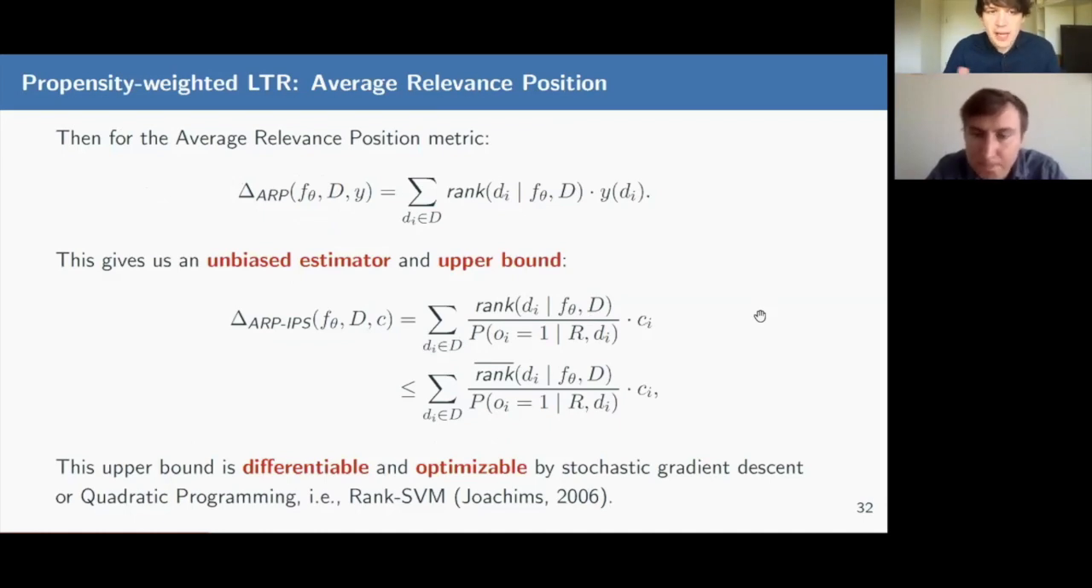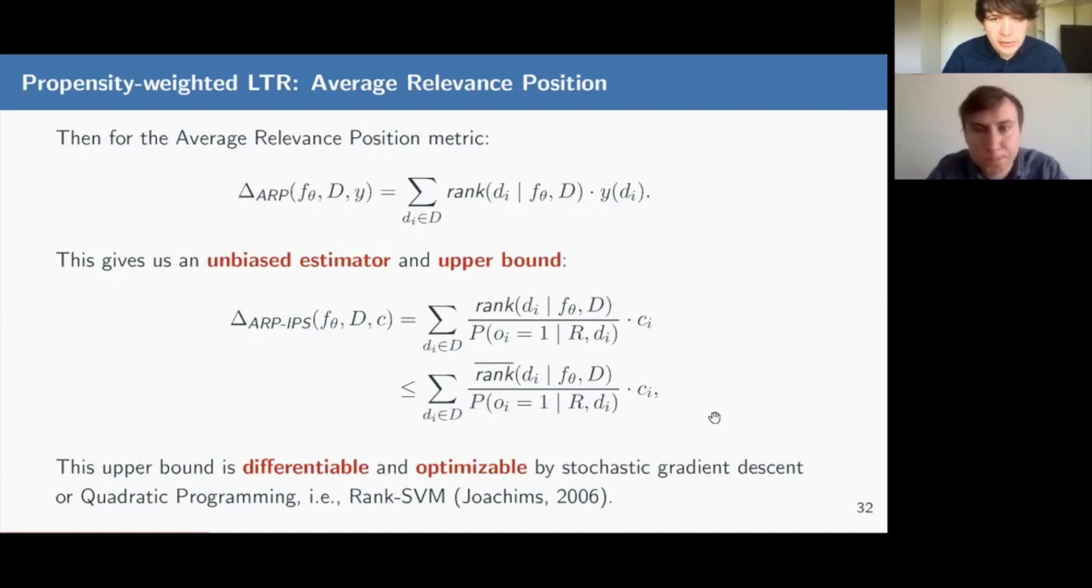But now if we want to minimize ARP in this case, we want the relevant rank to be as low as possible for all the relevant documents. So to optimize our F function for this, we can use this upper bound function by just using that instead of the rank function. And now we have an upper bound. We have a value that's greater than the actual metric. And by trying to minimize that value, we expect that it will indirectly minimize the actual ARP.